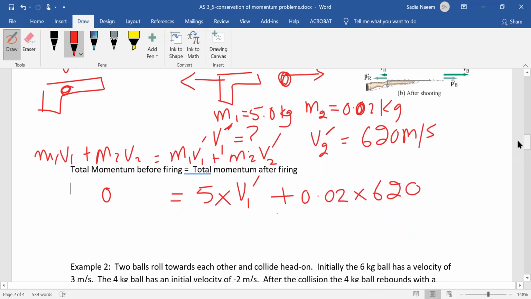So now we need to solve for v1 prime. Do one or two more steps. So first, multiply this out to get 12 point, I think something.